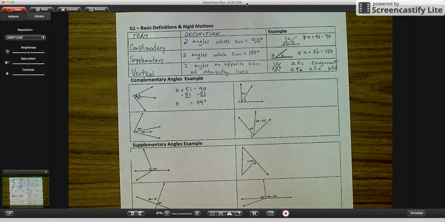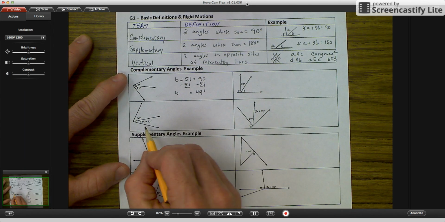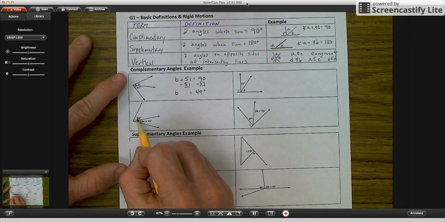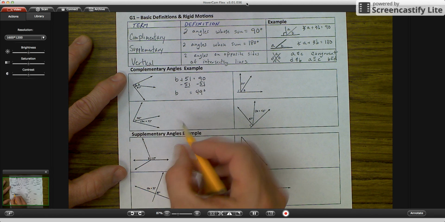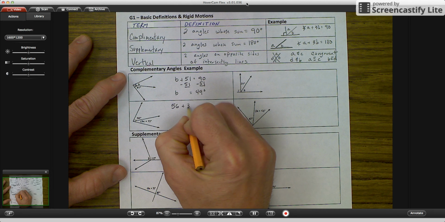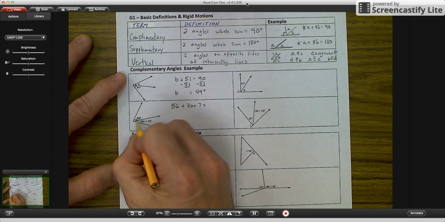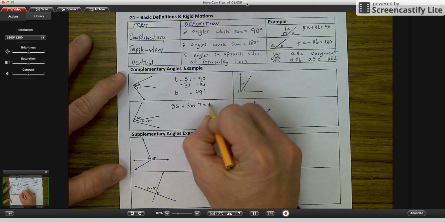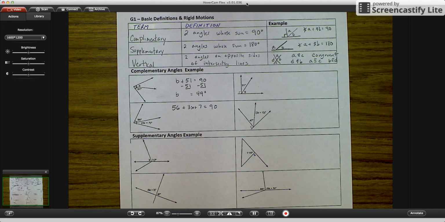Okay? You would do the exact same thing for the next one. I'm going to let you do this, but you would have this angle, 56 degrees, plus this angle, 3x plus 7, and I'll actually write the equation out for you, is equal to, see that right angle box? 90 degrees. And then you would solve that equation.